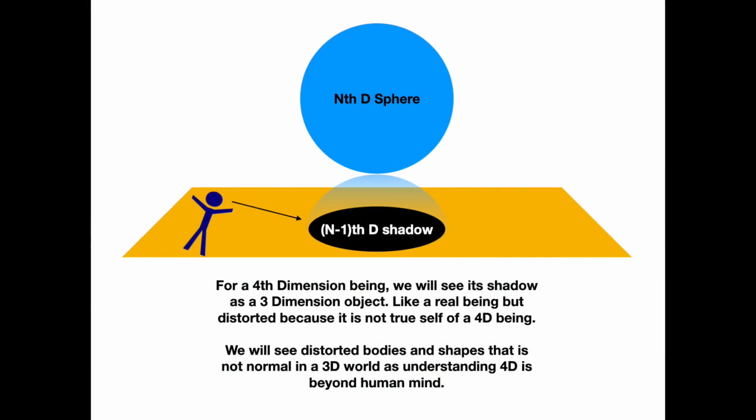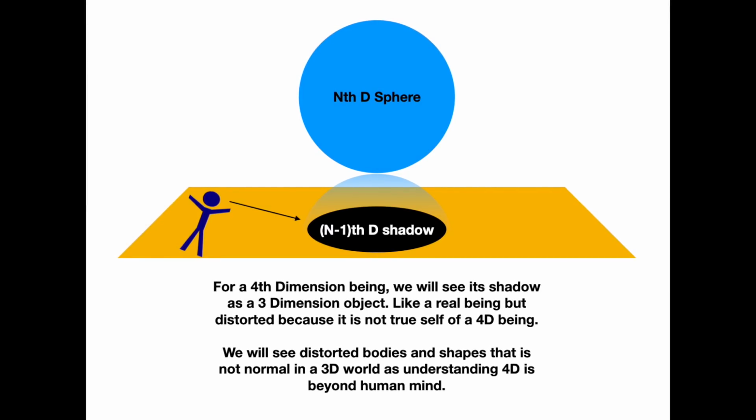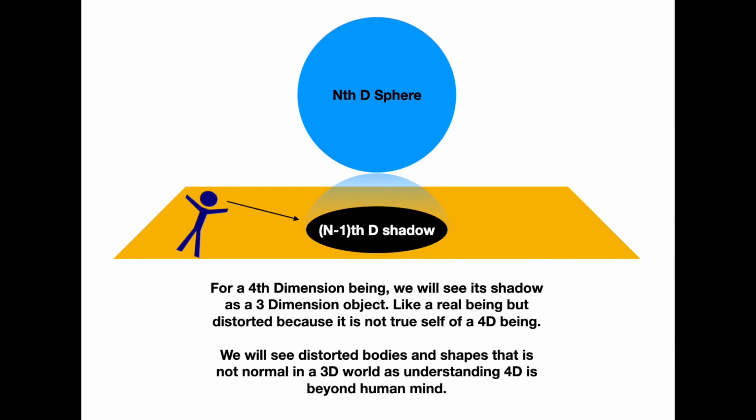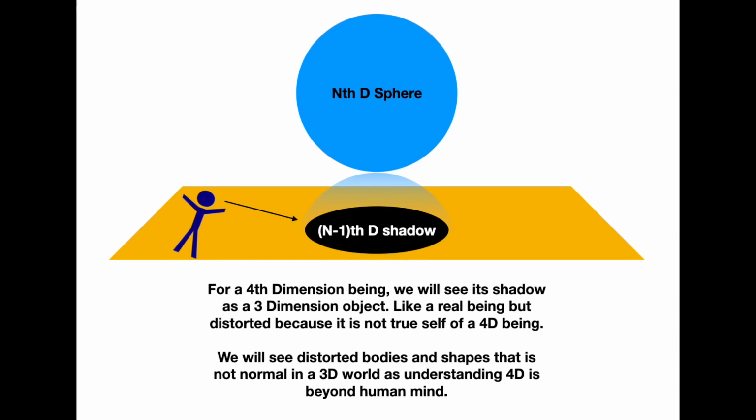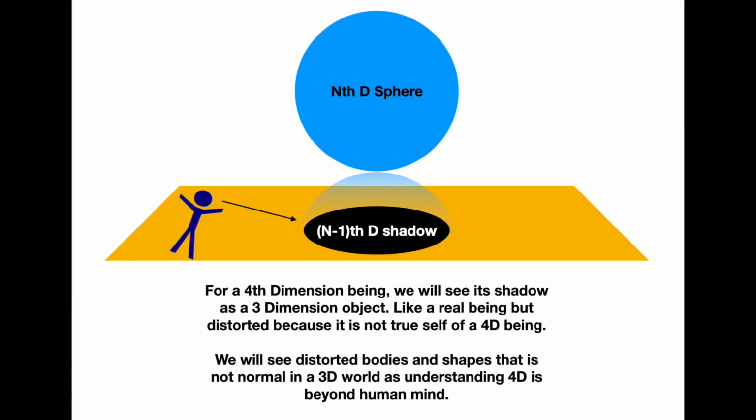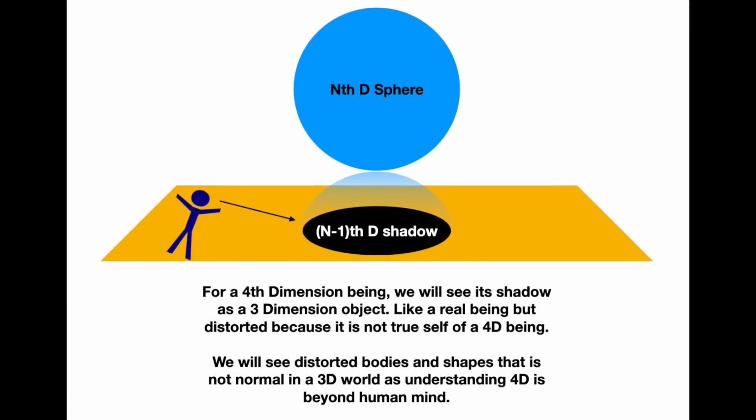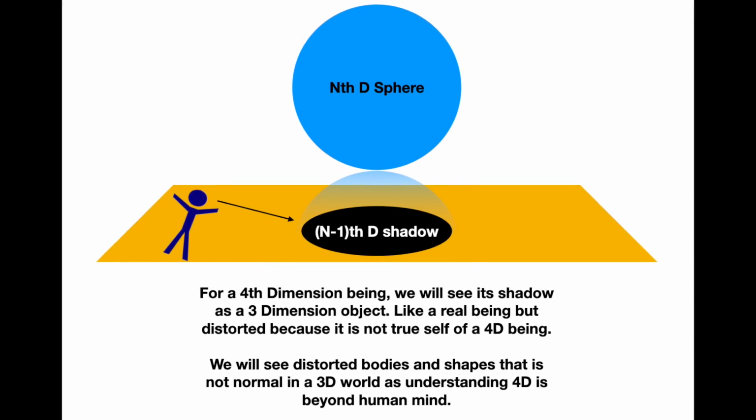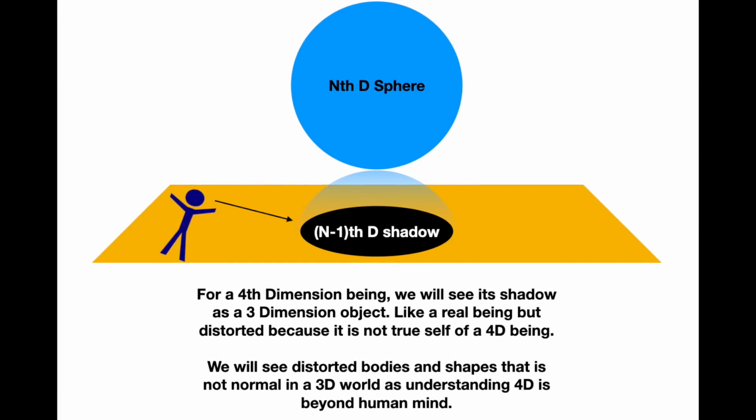So for every n-dimensional object, the shadow of that object will be in the n-1th dimension. A 3D object will have a shadow in 2D. A 2D object will have a shadow in 1 dimension. And a 1-dimensional object will not have a shadow at all. What does this show, and how can we correlate this with Jyotish? Let's try to find that out.